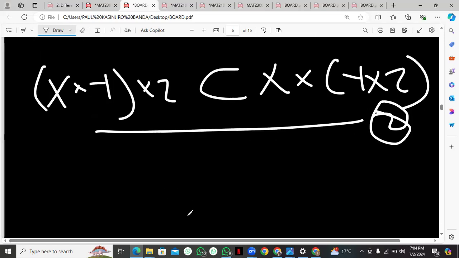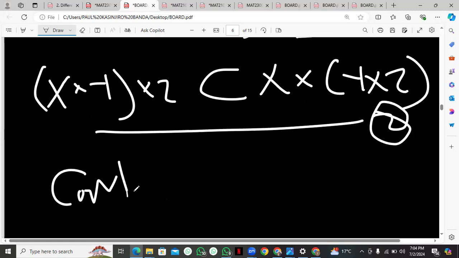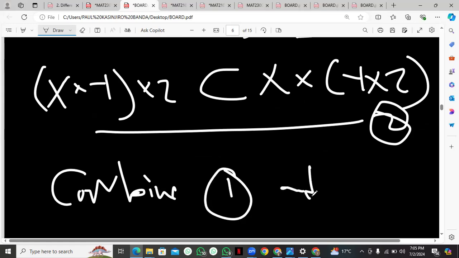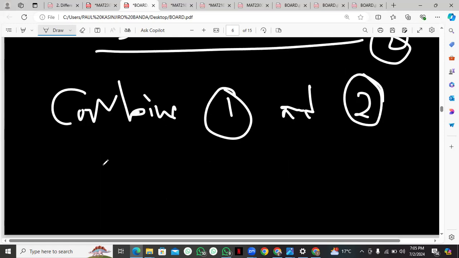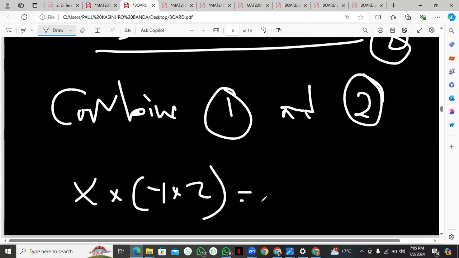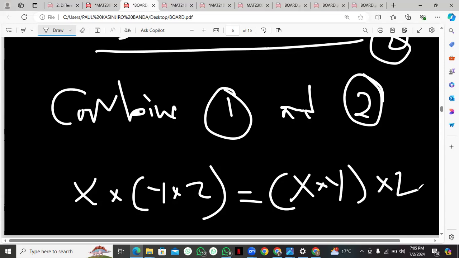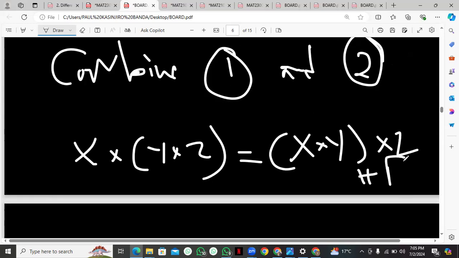And then, since we've shown that they are both subsets of each other, we can combine. If we combine 1 and 2, we actually get that this is equal to the expression that we have on the right. We actually get that this will be equal to X cross Y and then cross Z. You can say your hands proved here.